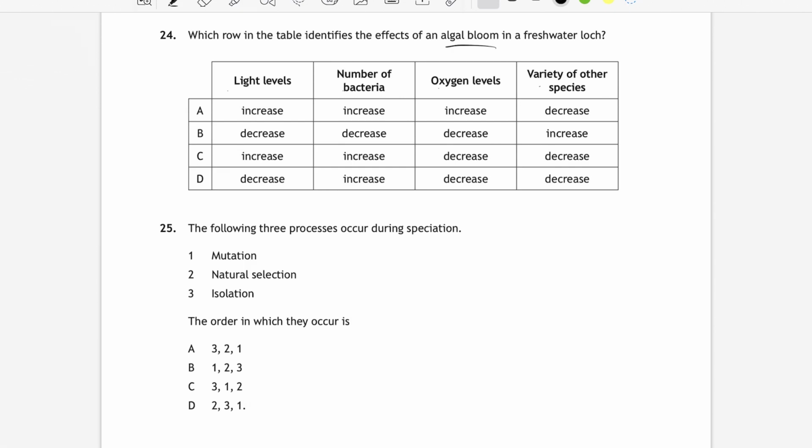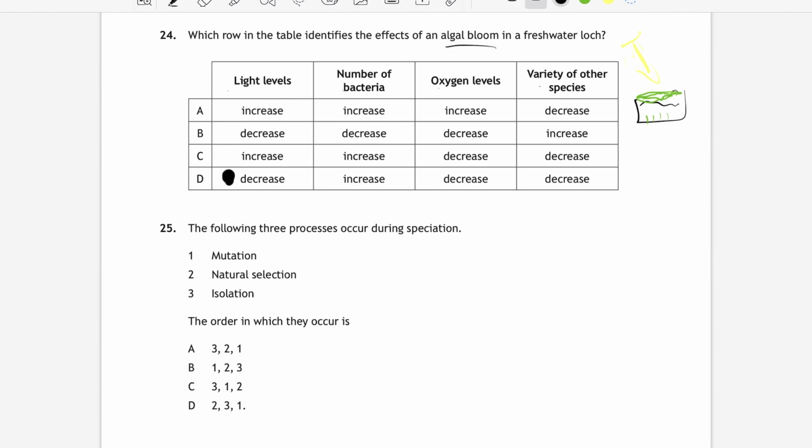So our light level for this is going to have to decrease. So we're going to get the algal bloom. So if we can imagine, we've got a loch here, some water, and that algal bloom, I'll just change colour pen. That algal bloom is forming over the top and it's blocking out that sunlight coming in. So what's going to happen there then? All these plants at the bottom are not going to get sunlight and are going to start to die because, unfortunately for them, they require photosynthesis. So our light levels are going to decrease.